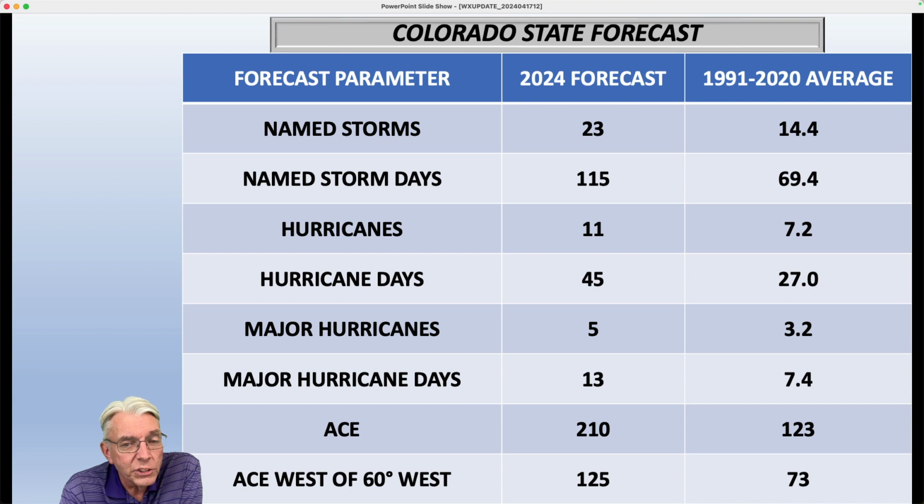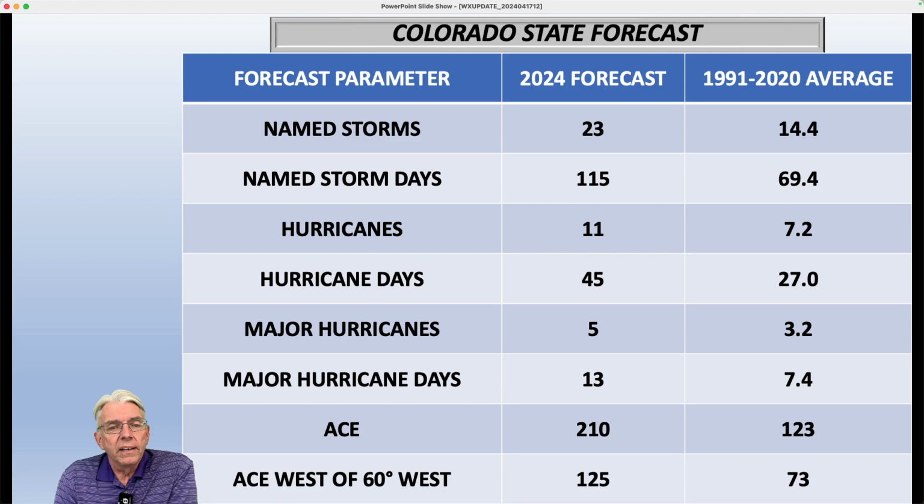Accumulated cyclone energy, 210 compared to the 1991 to 2020 average of 123. Not quite double, but pretty darn close. And the accumulated cyclone energy west of 60 degrees west longitude, which would put the East Coast in play, 125 compared to the long-term average of 73. And they are also indicating that the probability of a major hurricane making landfall along the east coast of the United States is significantly higher than normal.